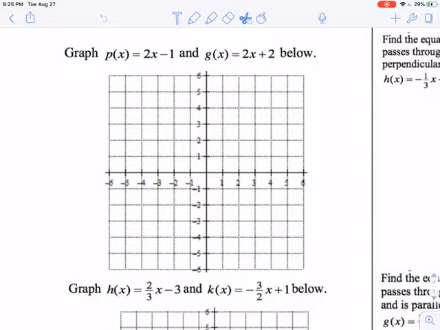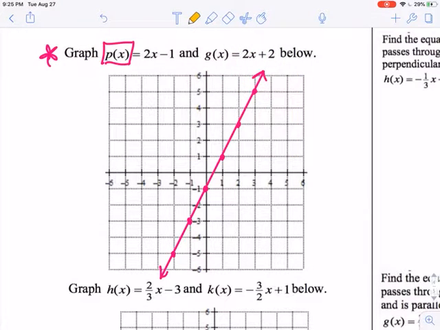Alright, so today we're going to be sharing a couple properties of lines, especially two lines. So I'm going to go ahead and graph p of x and g of x. I'll grab p of x first. I'm going to start at -1, go up 2 over 1, 2 over 1, 2 over 1, backwards down, backwards down. So there I have p of x.